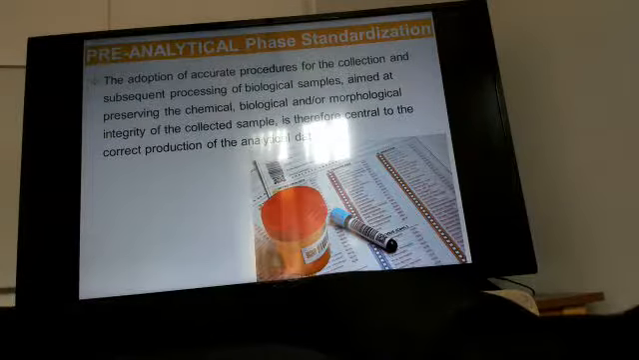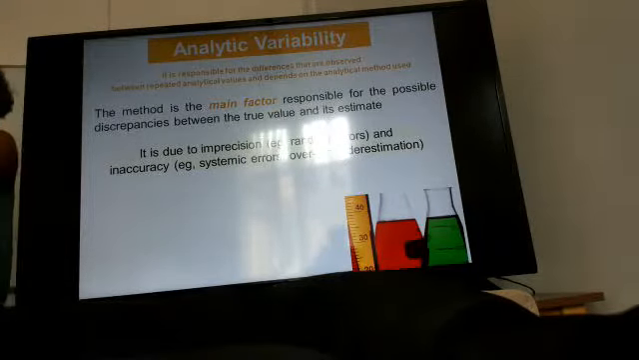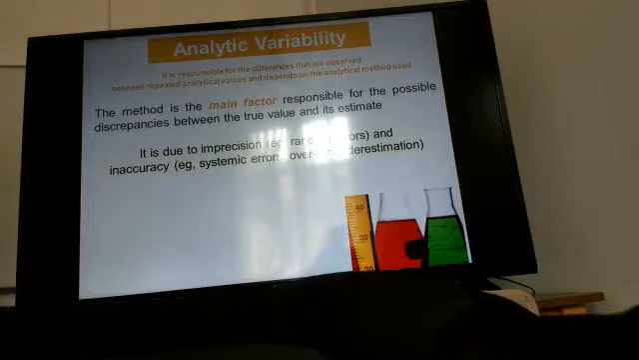Okay. And so this is with regard to the pre-analytic stage, which can be influenced by the patients and by the different operators, but some variability also depends on the methods.